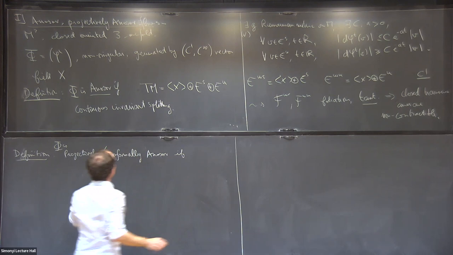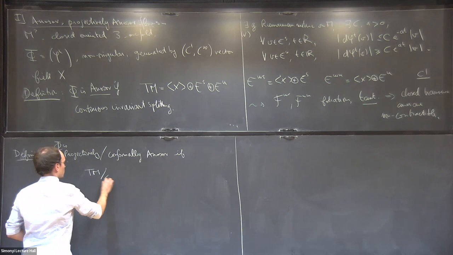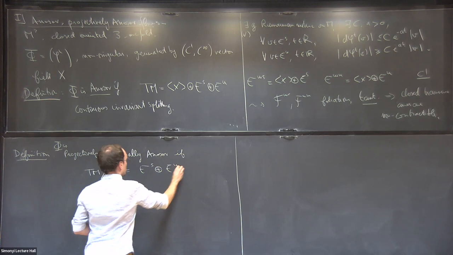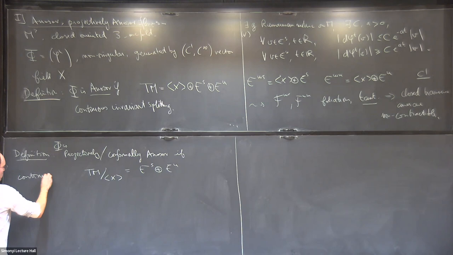if, instead of asking for the splitting of the tangent space, we only have a splitting of the tangent space mod the direction of the flow. And this is going to be the sum of E^S and E^U. Again, a continuous and invariant splitting.